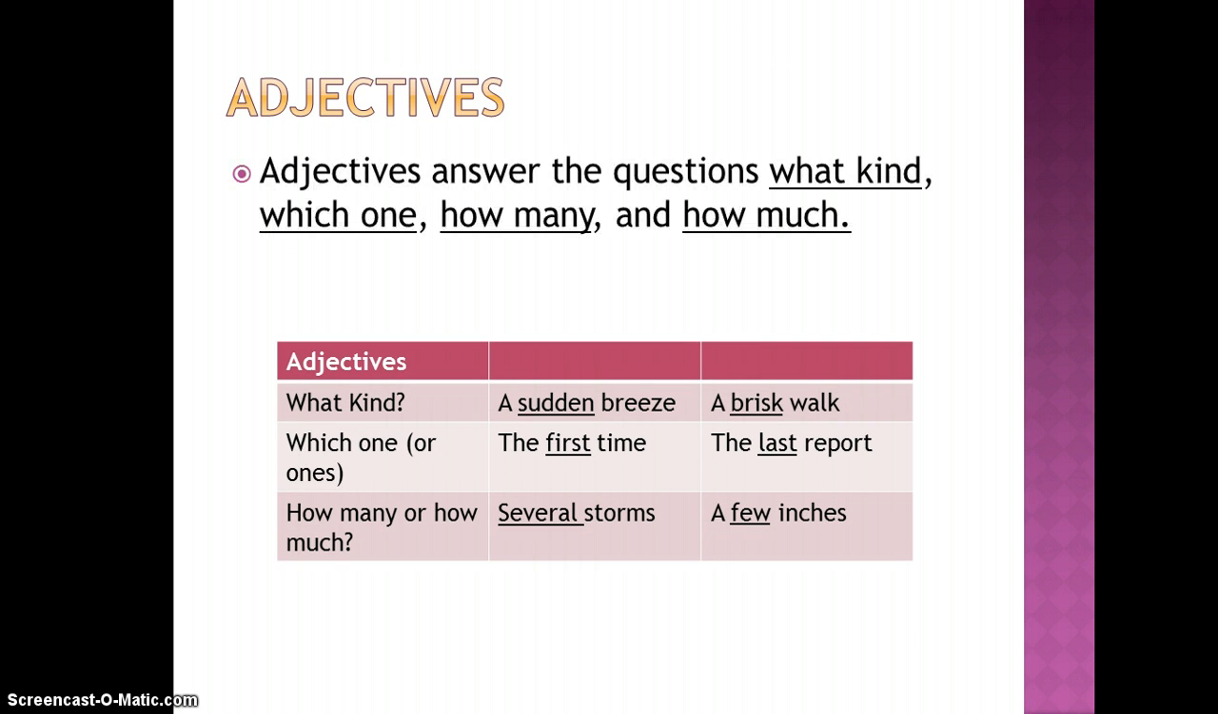And adjectives answer the questions what kind, which one, how many, and how much. So here are a couple examples of what kind: a sudden breeze, a brisk walk. Which one or which ones, the first time, the last report, how many or how much, several, few. You can see the nouns after them that they're modifying.